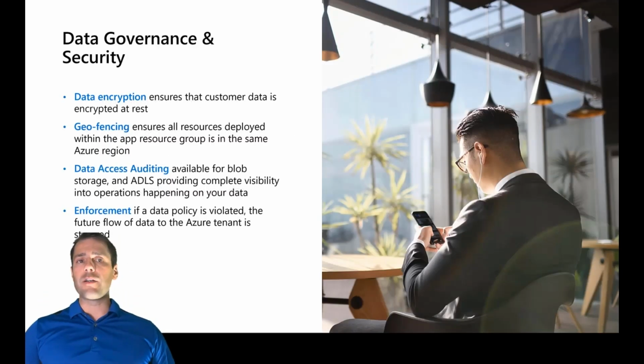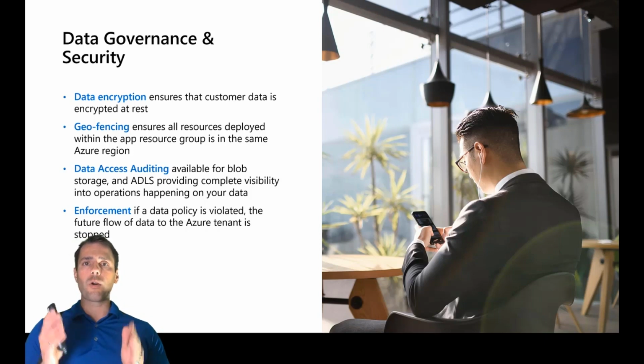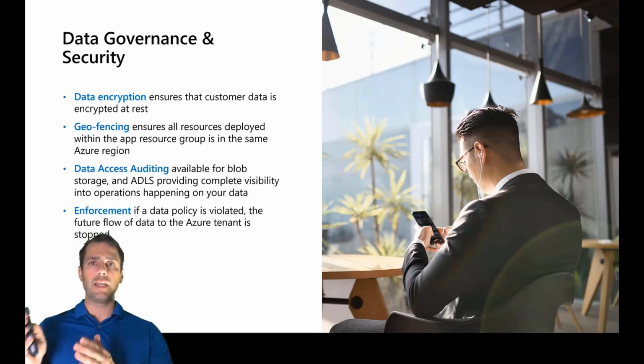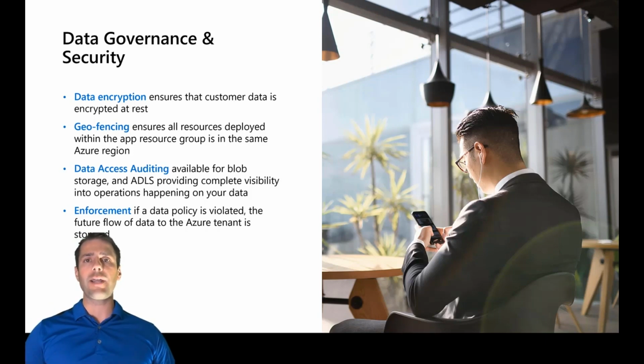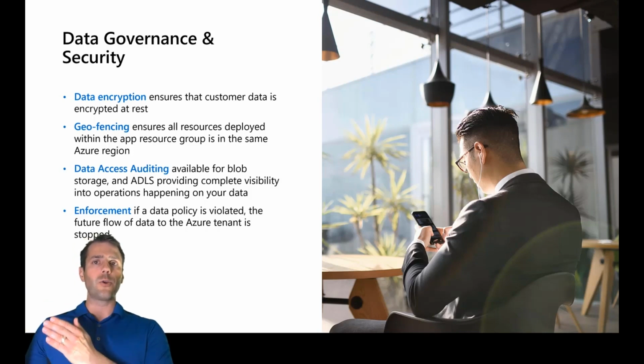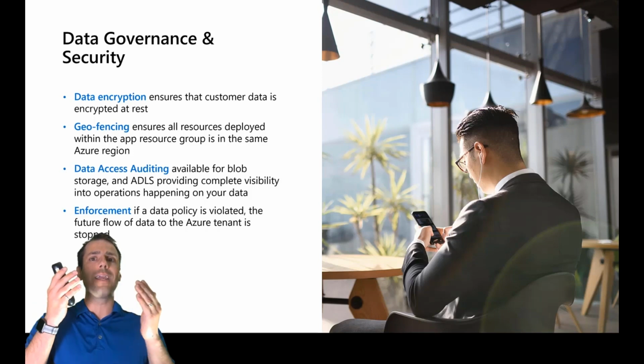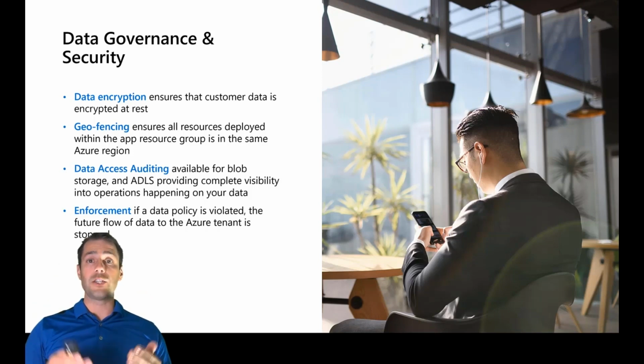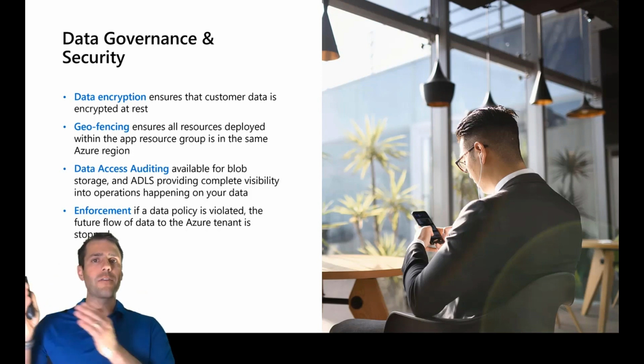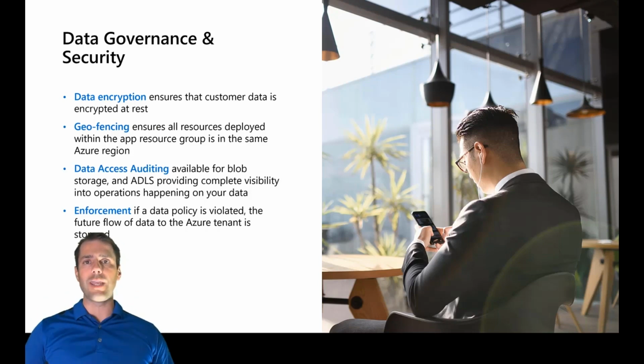Let's now talk about data governance and security. There are really four aspects to this key component of Microsoft Graph Data Connect. The first one is data encryption. The data is stored in the customer's tenant and is encrypted at rest. So when you export the data, you're exporting it from the user's Microsoft 365 tenant and storing it in their Azure tenant. Second, geofencing. You can enforce that the data is only extracted in certain data centers or data locations.